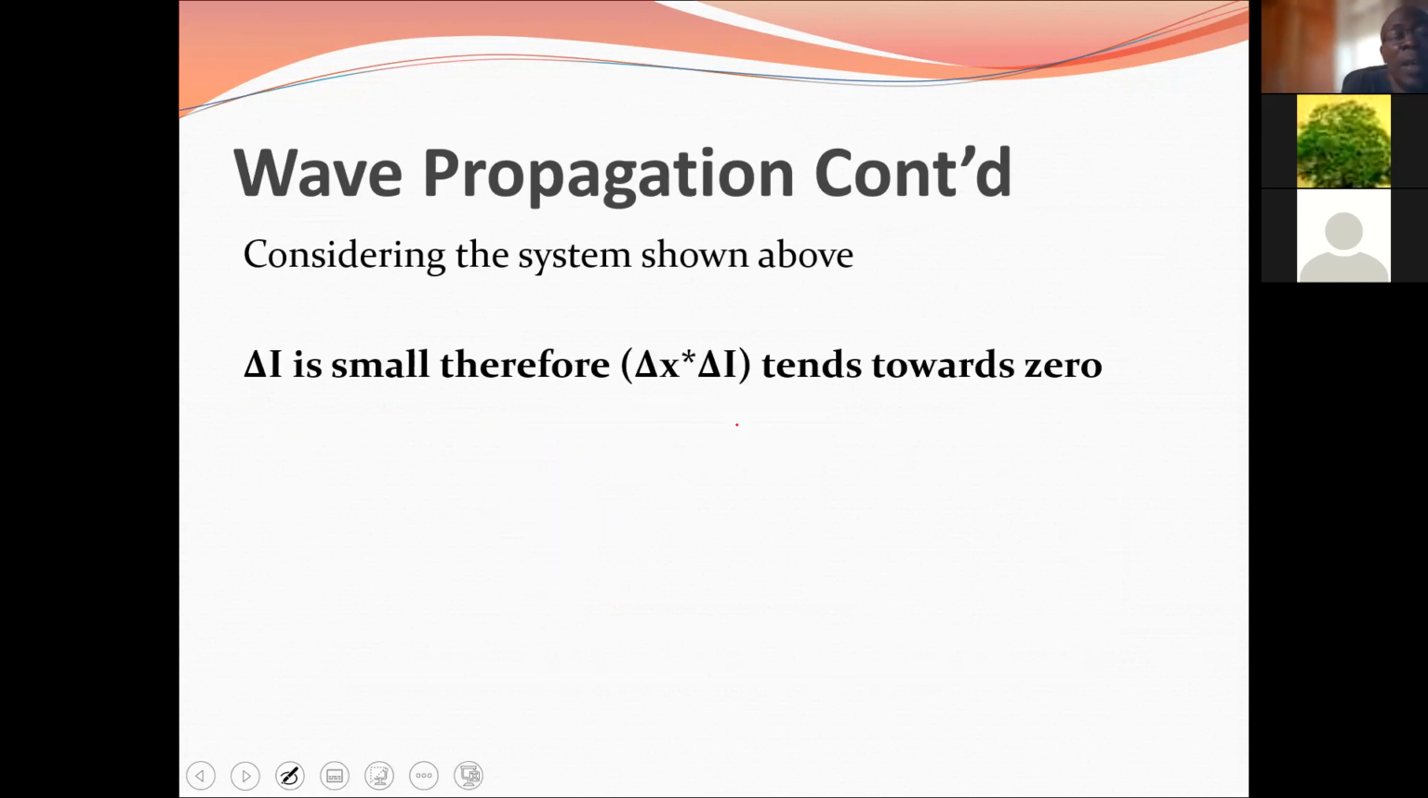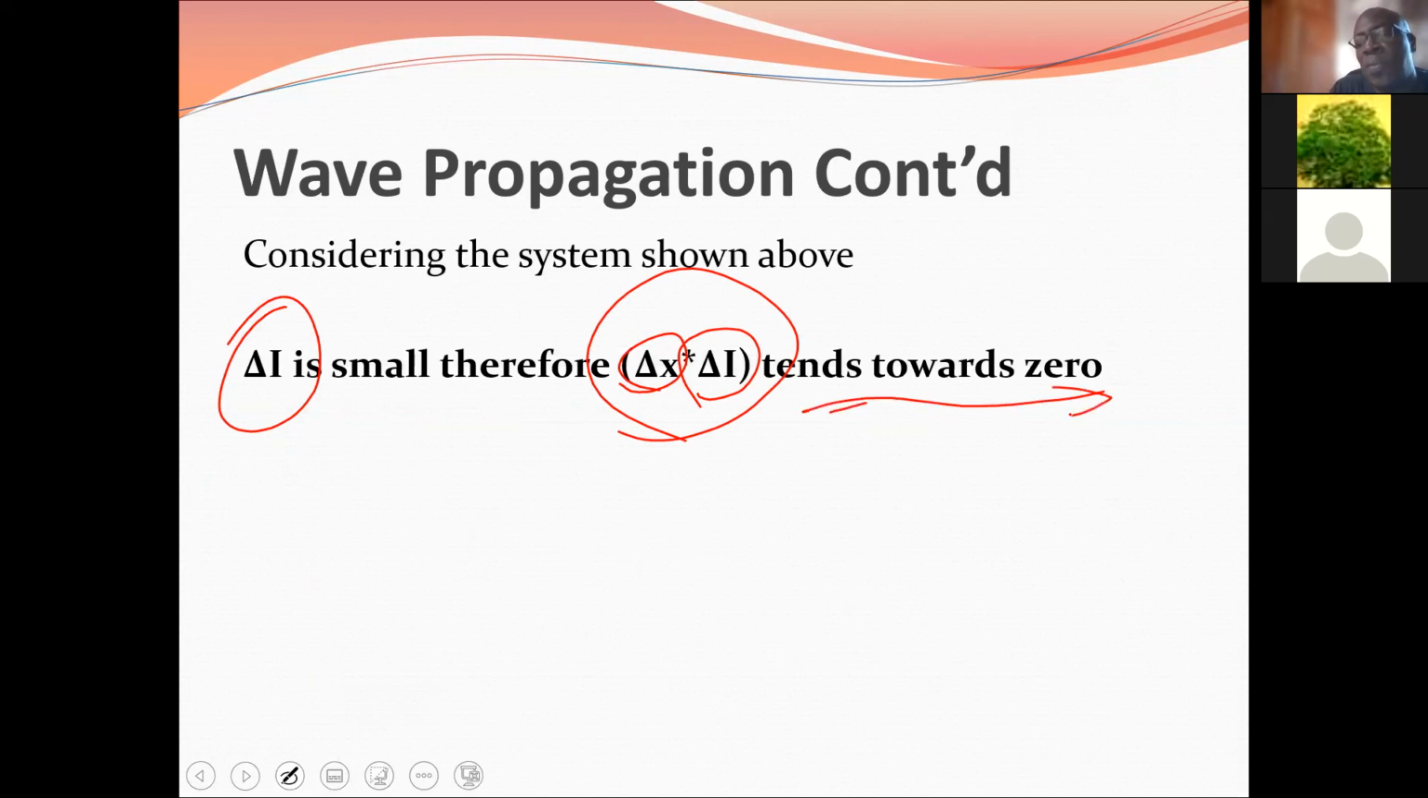Now, the portion of the line that we are considering is very small, delta X. So if I'm dealing with a small current, a small value multiplied by another fractional value, it means that the resultant is even smaller than either. So delta X times delta I would tend towards 0. Again, nothing fancy about that.